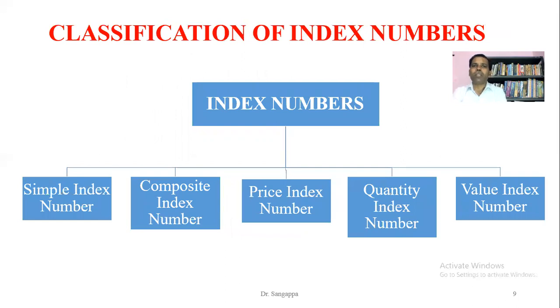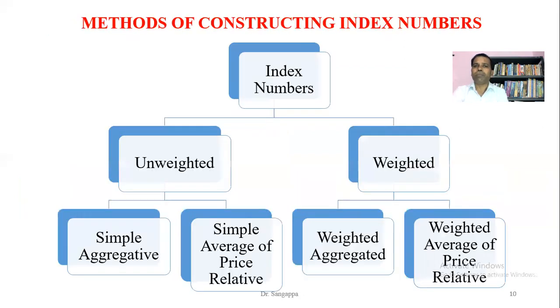Let us come to the classification of index numbers, or types of index numbers. There are 5 types of index numbers. Number one, simple index number. Number two, composite index number. Number three, price index number. Number four, quantity index number. And the last one, value index number. So these are the types of index numbers.